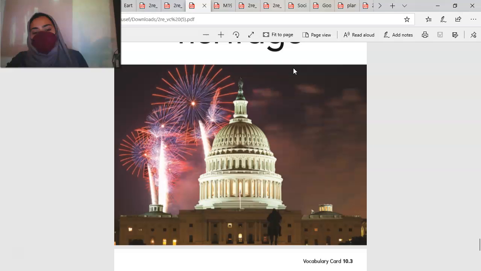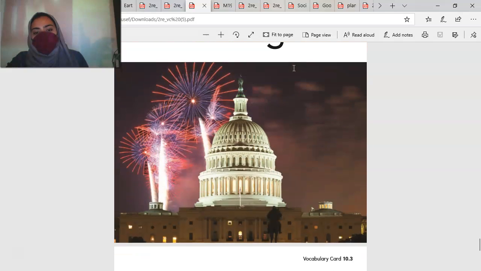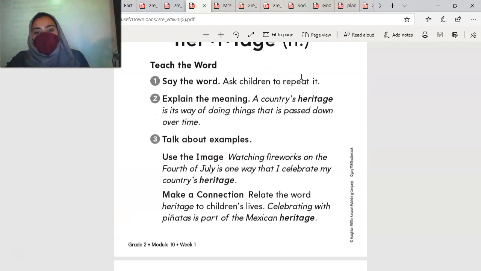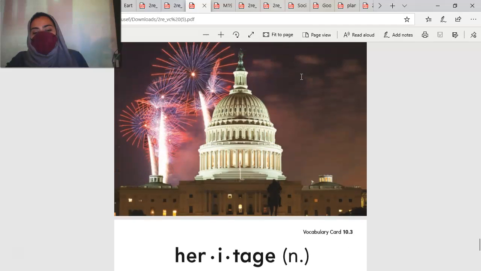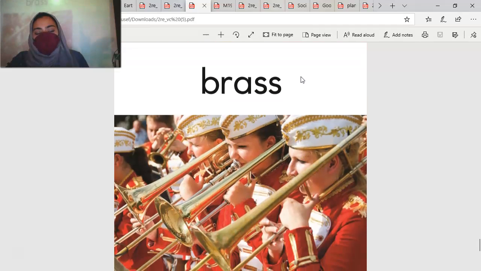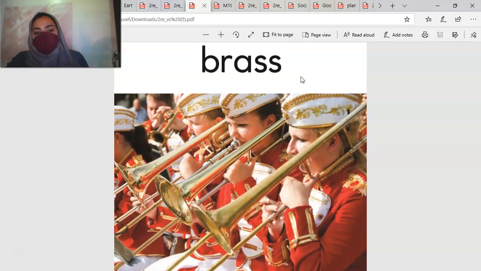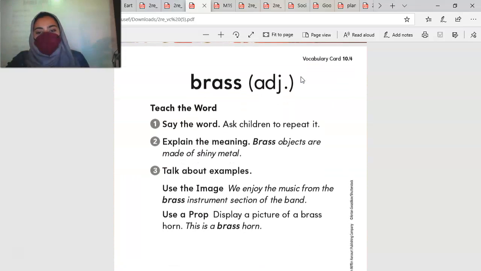We had heritage. We said that here there's a picture of the White House, and there are fireworks, and they're red, white, and blue, so I'm assuming it's for the 4th of July. A country's heritage is its way of doing things that is passed on over time. All right, one of the new words is brass. Brass objects are made of shiny metal.